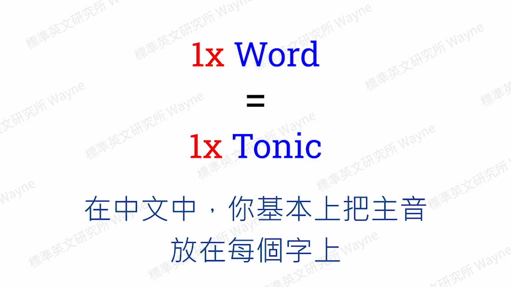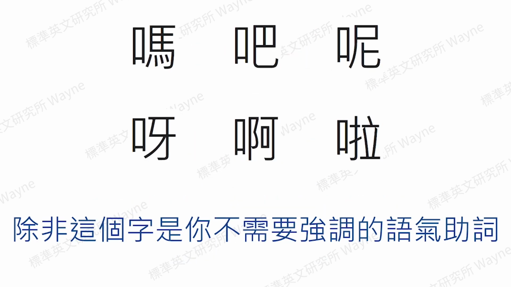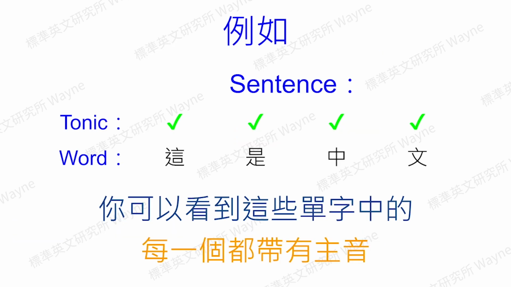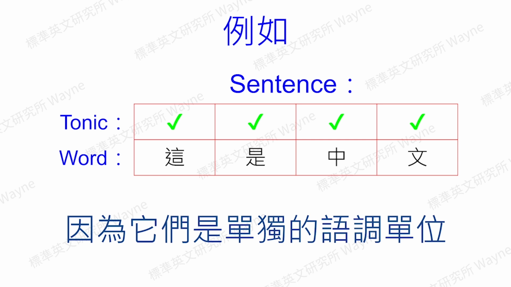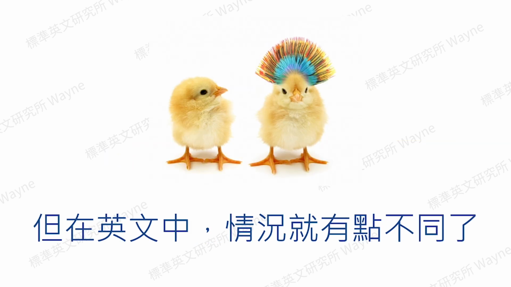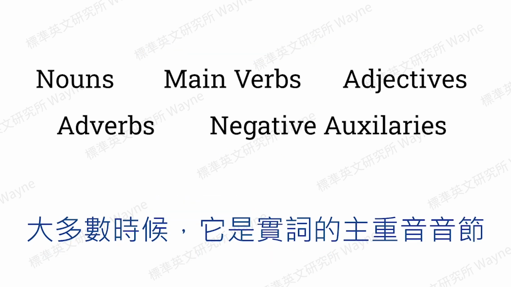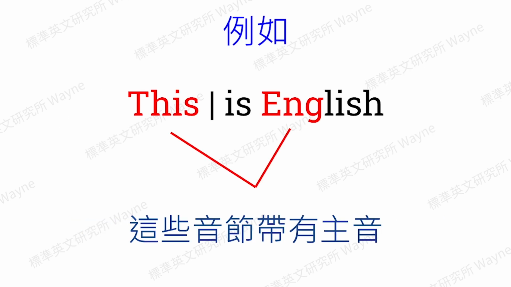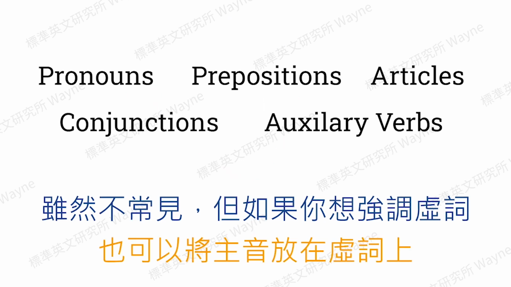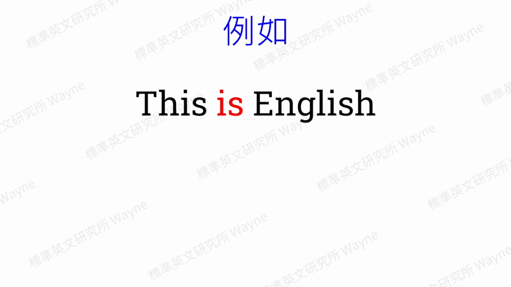In Chinese, you basically place a tonic on every single word unless the word is a modal particle you don't need to emphasize. For example, you can see that each of these words carries a tonic, as they are separate intonation units. But in English, it's a bit different. We only place the tonic on the primary stressed syllables of the words you want to emphasize. Most of the time, it's the primary stressed syllables of content words. For example, this is English. These syllables carry the tonic. Although it's not common, the tonic can also be placed on function words if you want to emphasize them. For example, this is English.